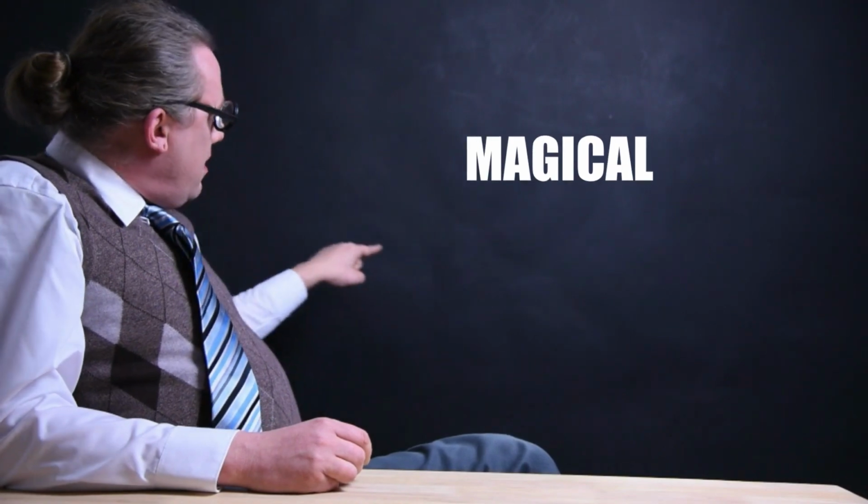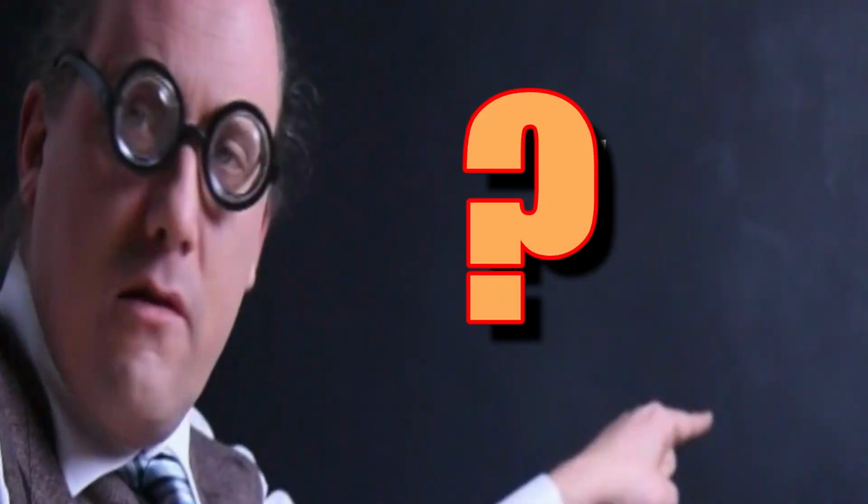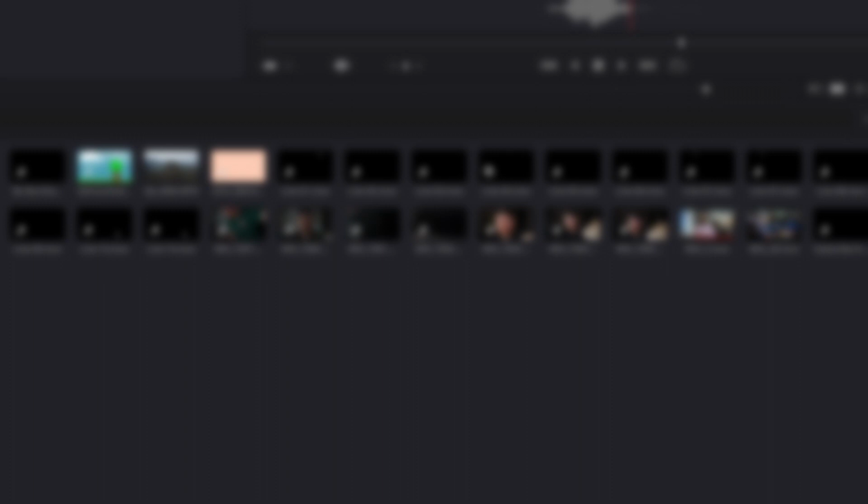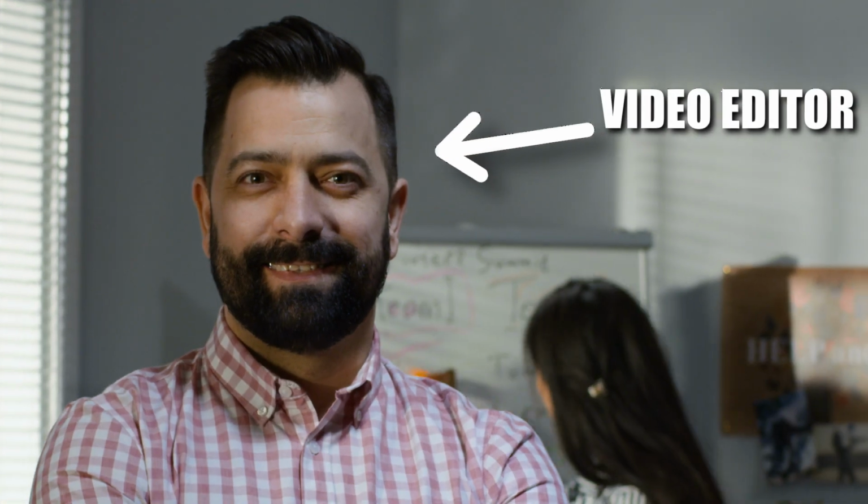Imagine having a magical box that can organize your clips for you. Wow! Smart Bins is a function within Resolve that does exactly this.